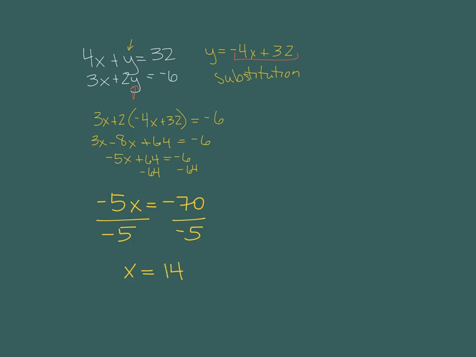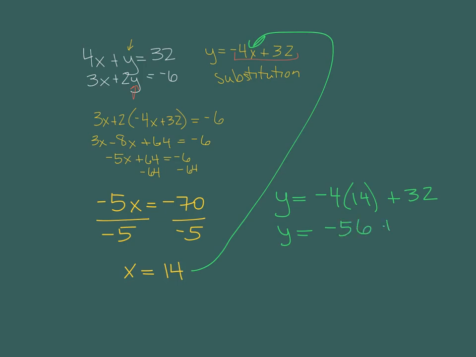So, the easiest thing to do is to plug that 14 in right there. So I've got y equals negative 4 times 14 plus 32. So y equals negative 56 plus 32. So y equals, let's see, 56 minus 32, 24, so that would be a negative 24. So my coordinate would be 14 for my x and negative 24 for my y.